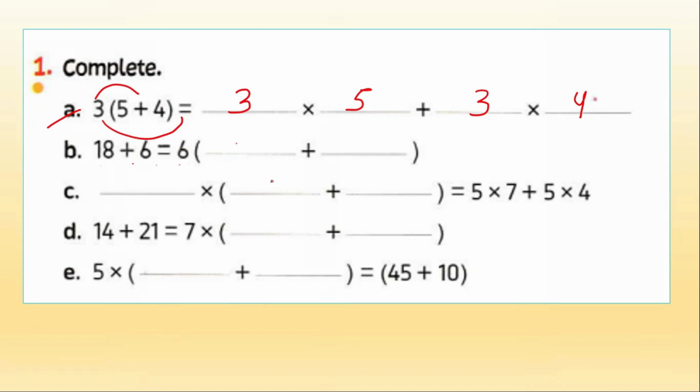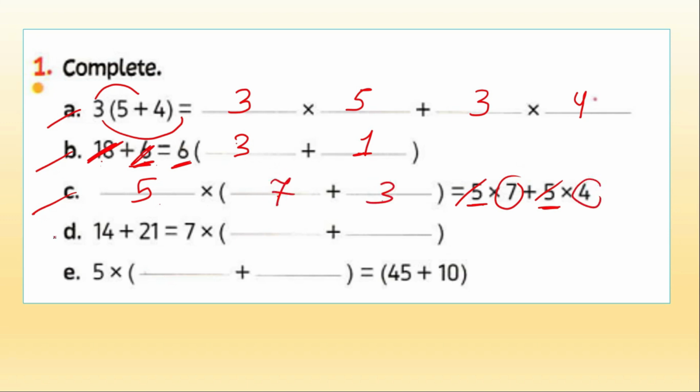اوكي، نمشي بقى تاني سؤال بالراحة. Letter B 18 plus 6 equals 6 times which number plus 6 times which number. 6 times 3 equals 18 and 6 times 1 equals 6. Okay, letter C which number times which plus which. Okay, equals 5 times 7 plus 5 times 4. Common factor is 5, so write 5 as a common factor and let 7 plus 3.